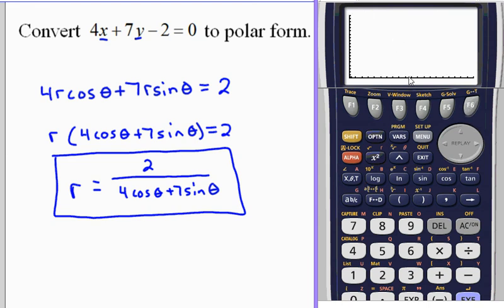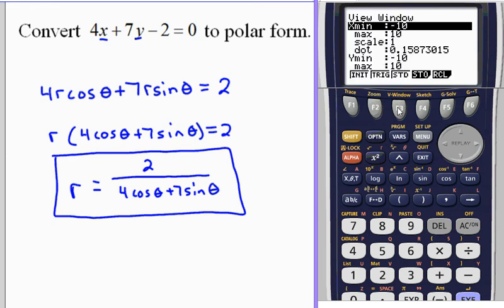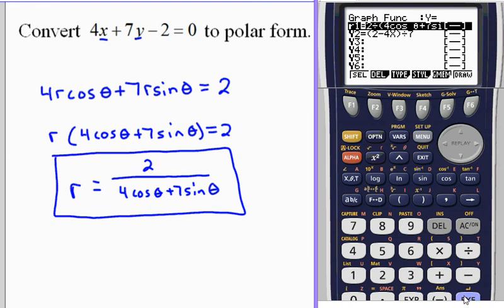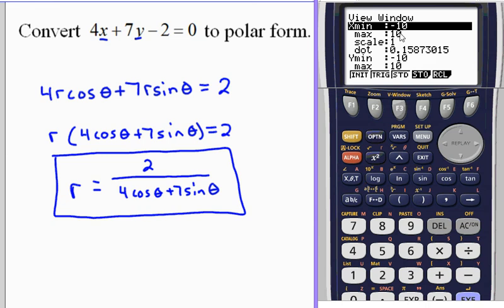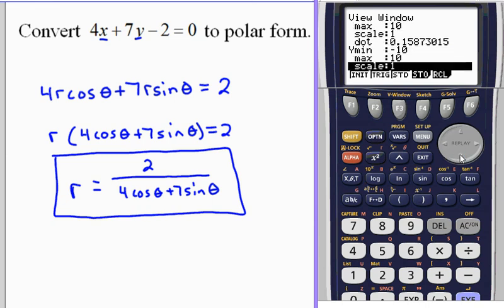Now I'm not seeing anything, but I'm going to go to zoom. No, I'm not going to go to zoom. I'm going to go to the standard window. See what happens here. Look at that, you guys. It looks like a line. When we hit standard window, it still goes negative 10 to 10 for x, negative 10 to 10 for y, but then it adds r, right? It goes from 0 to 2 pi.